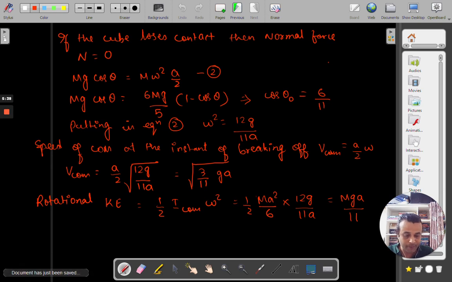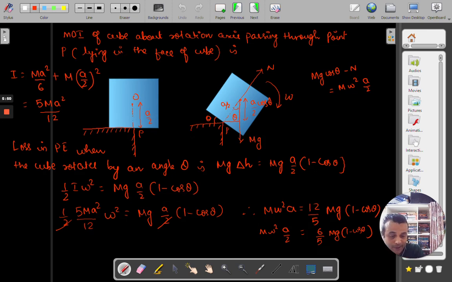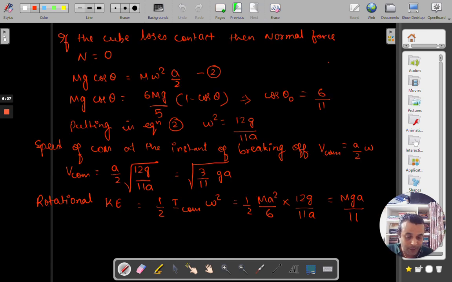And I can put this cos theta naught in equation 2 to find the value of omega square. Now as we can see here, this is the velocity of the center of mass. The velocity of the center about the point P, the perpendicular distance is a by 2, so the velocity of the center of mass will be a by 2 into omega. By solving these values, we get it to be 3 by 11 into the square root of ga.